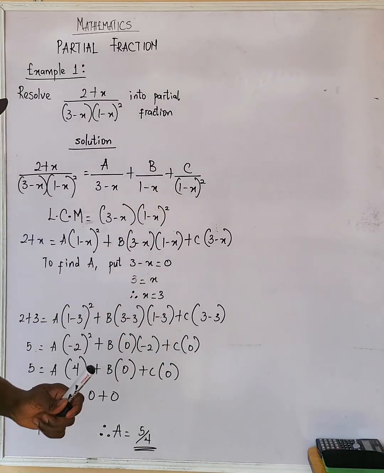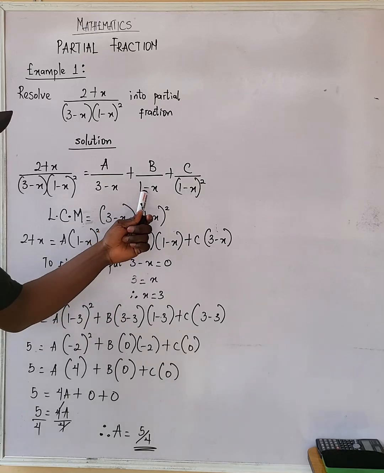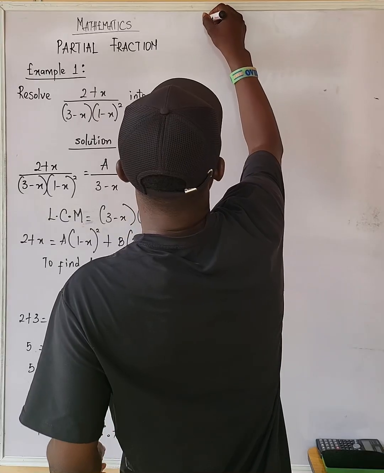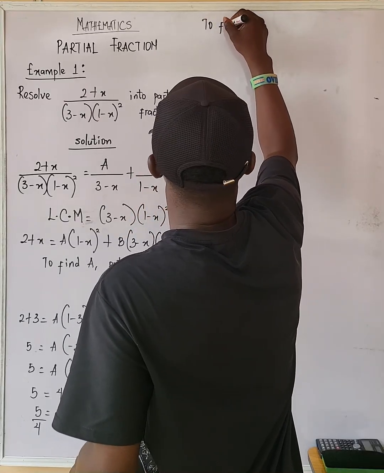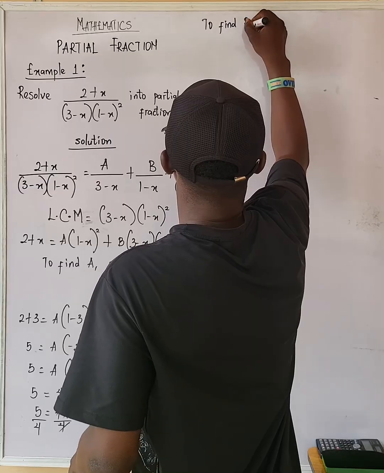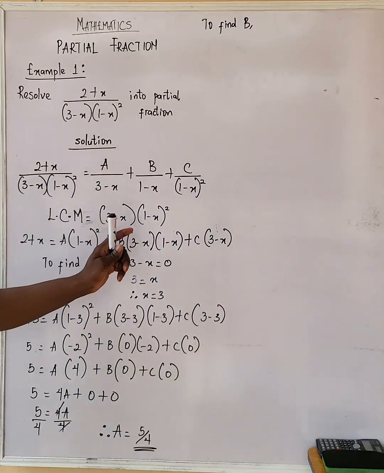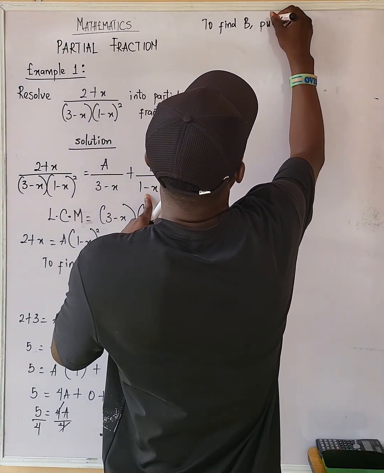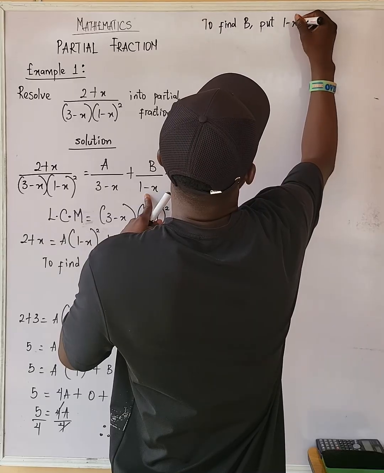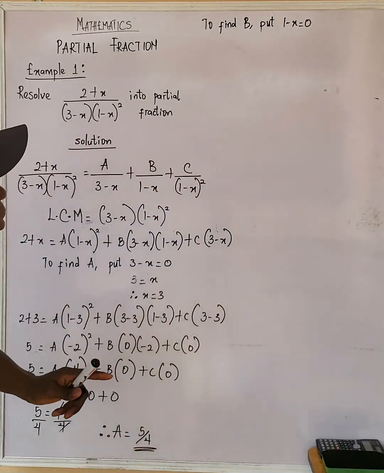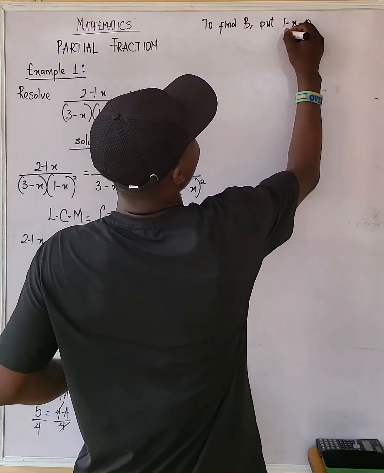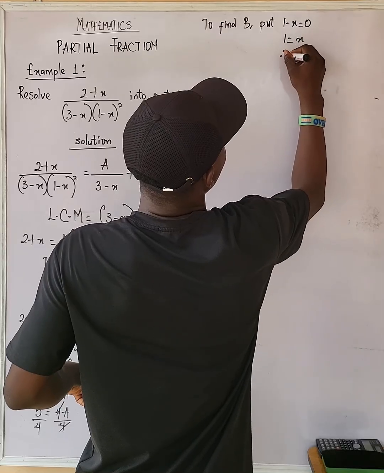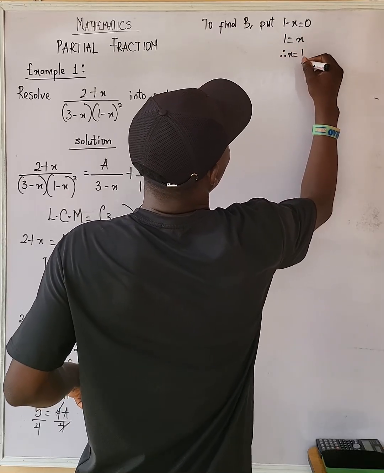Now it remains b and c. You know what's the next thing? You know b and c are the same. They look alike. So I know the next thing you have to say is to find b, right? You come under b and say put what? Put 1 minus x equals to 0, right? So what will be your answer here? 1 will be equals to, when minus x crosses, that will be x, right? Therefore, x equals to 1.